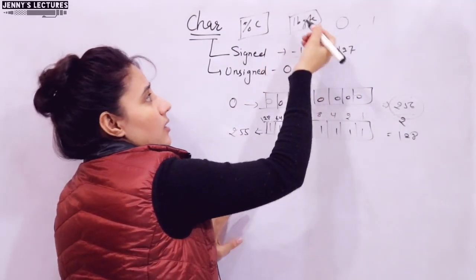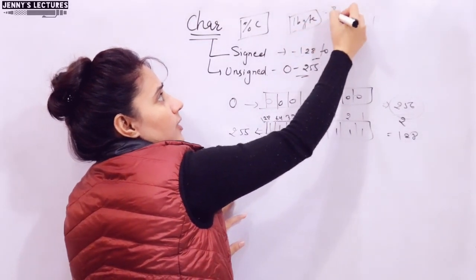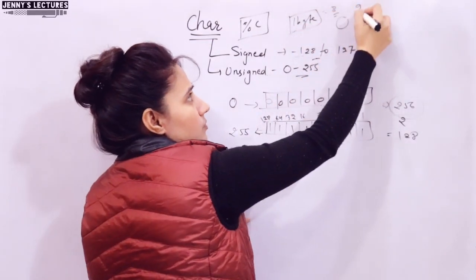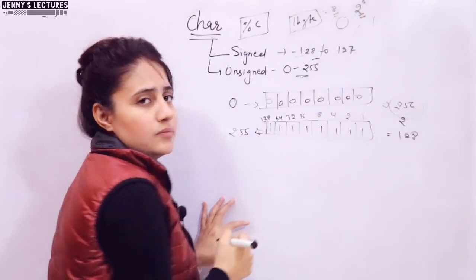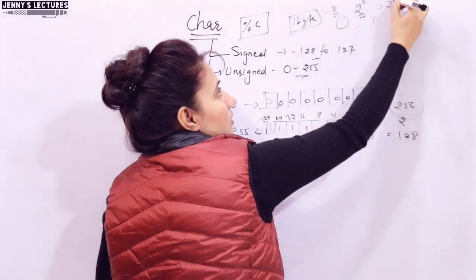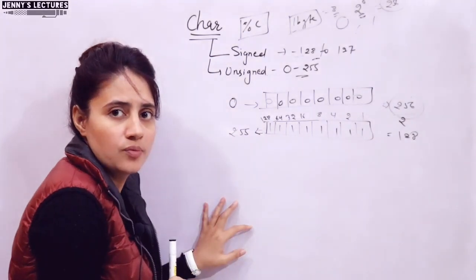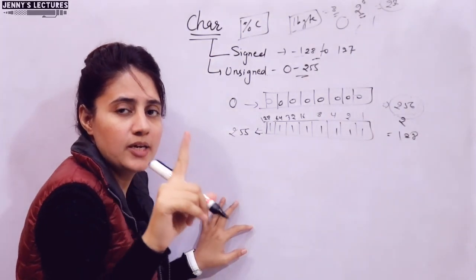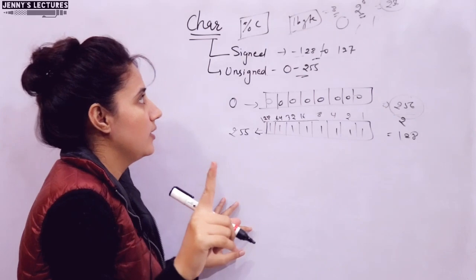You can also see from this, if it has 8 bits, how many numbers can it store? 2 raised to power 8. How many combinations can there be? 2 raised to power 8 means 256 values we can store with 1 byte of memory.